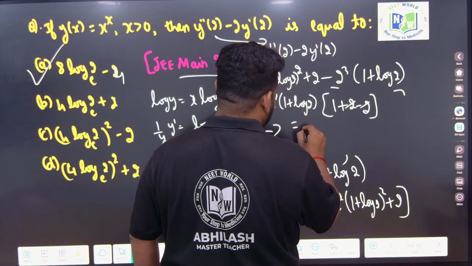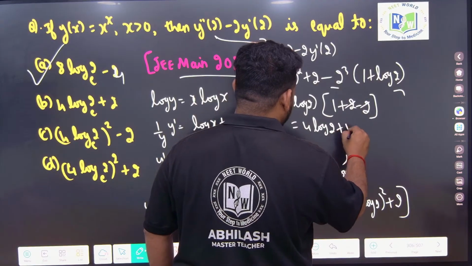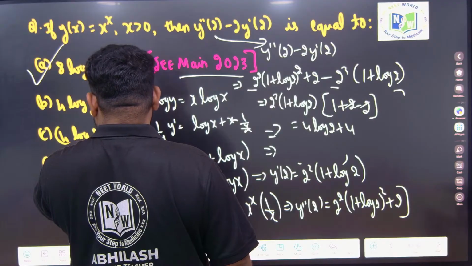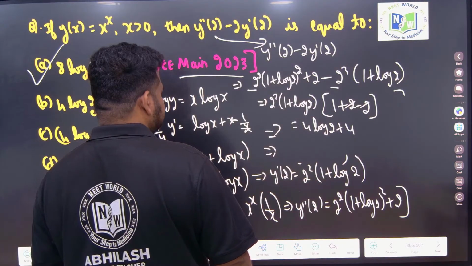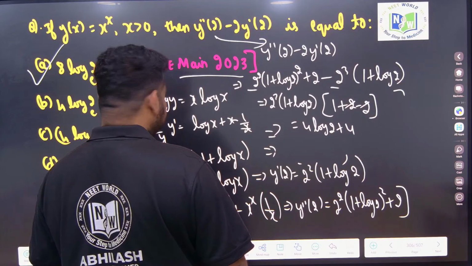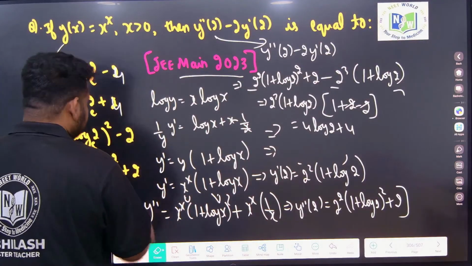This will become what? 4 log 2, plus 4. This is what we will have. So 2 square means this will become 4 log 2 plus 4. This should be plus 4 actually. Okay, this should be plus 4.